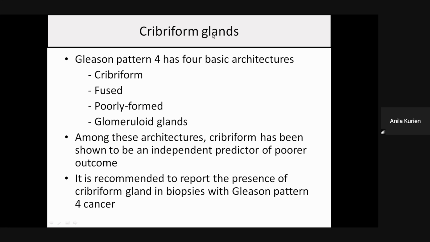Now, the next most important thing that has come into the limelight with the 2019 classification is cribriform glands. We all know that the moment you say cribriform, it's pattern 4. But you need to know that cribriform alone is not the only pattern in 4. You may have fused glands, poorly formed glands, and glomeruloid glands. Among the pattern 4 types, cribriform is an independent predictor of poorer outcome. And now the recommendation is, if we have a pattern 4, we have to mention the percentage and tell very clearly in the report whether a cribriform pattern is present in the biopsy or not.